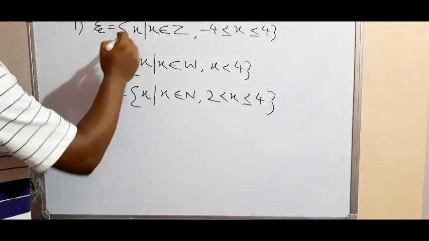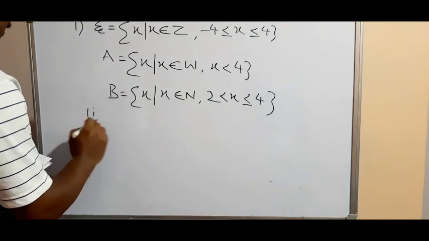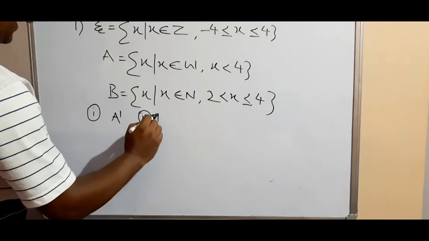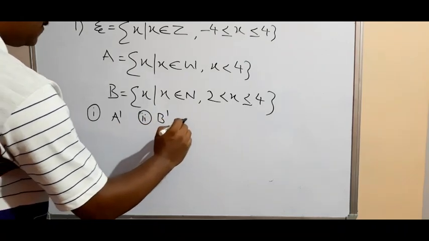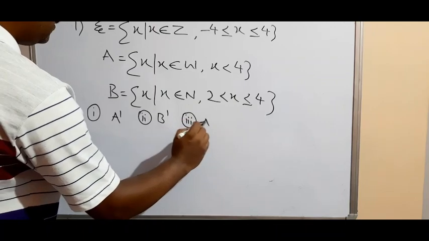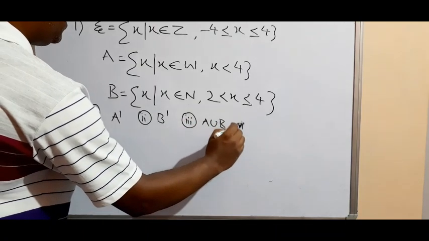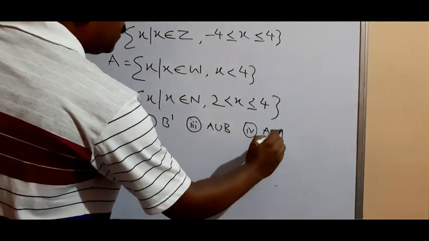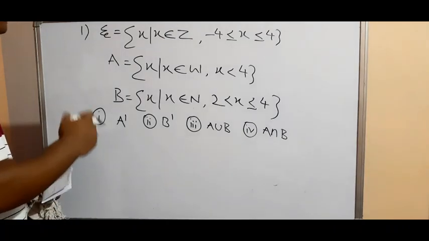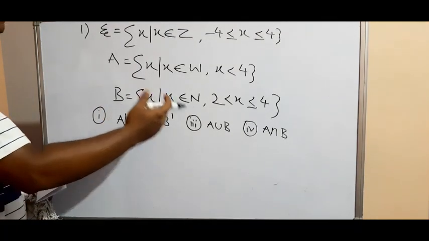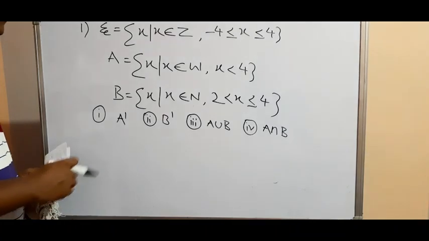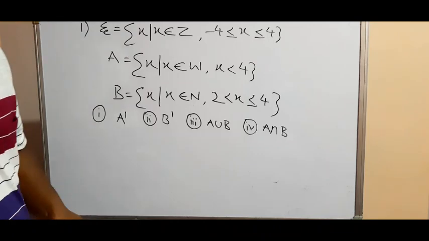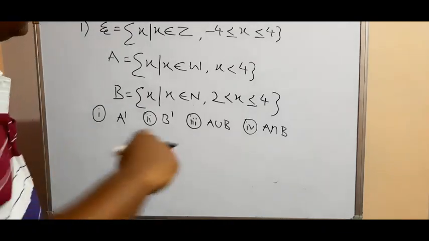Set A, set B, and the universal set are given, and the question asks to find bit 1, A dash; bit 2, B dash; bit 3, A union B; bit 4, A intersection B. If you do all 4 bits, you can understand everything: complement given, union given, intersection given. So union you will also do, intersection do, difference also you will do. So see the question. How to solve?